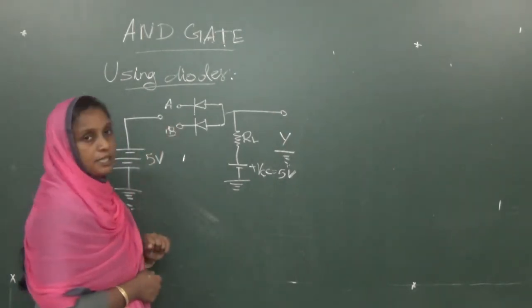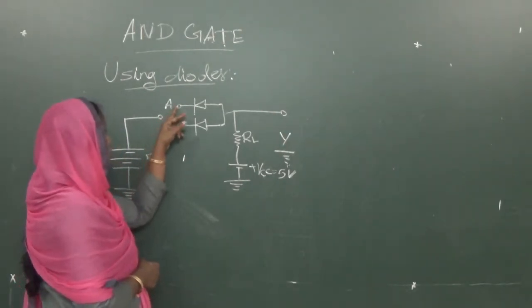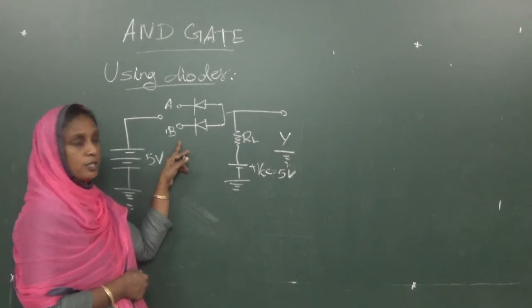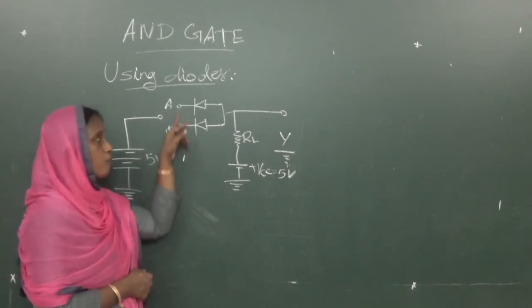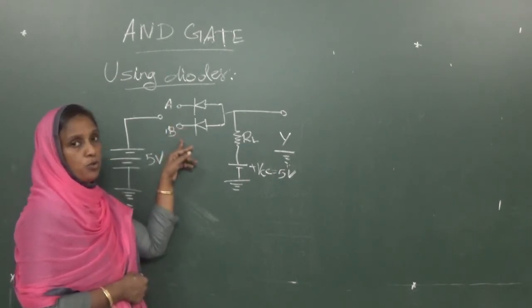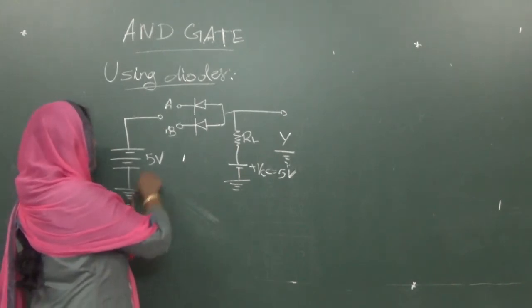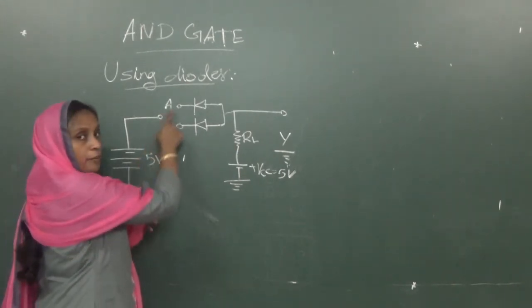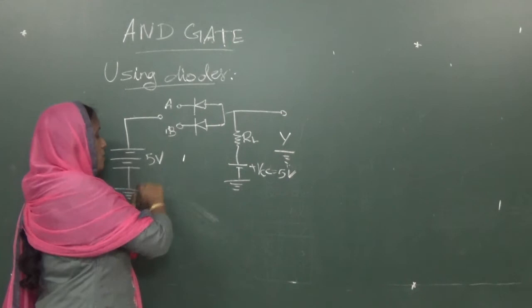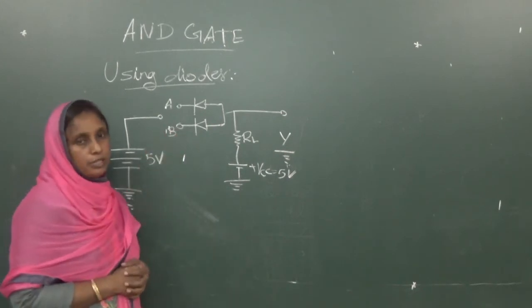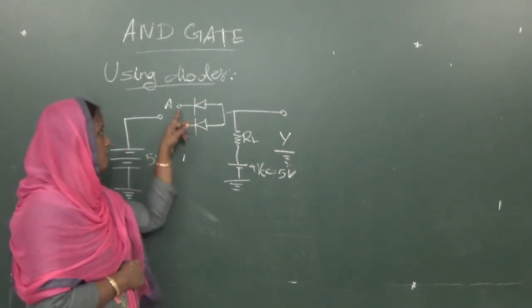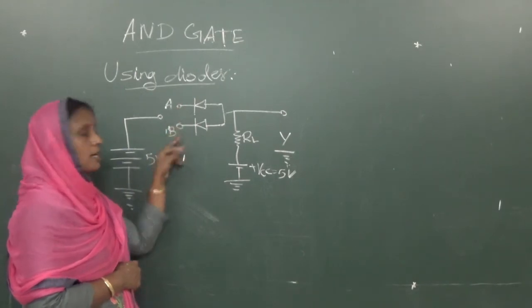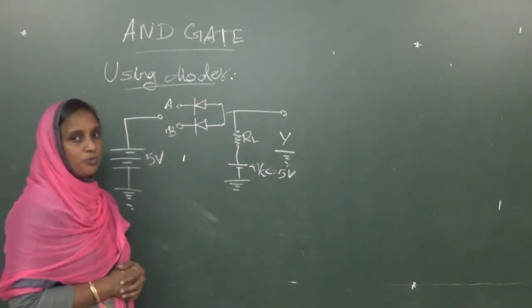The first case is these 2 inputs. The inputs A and B both are 0. 0 means you have to connect this with the ground. A is connected to this ground and B is also connected to ground. That means these 2 ports are 0, 0.